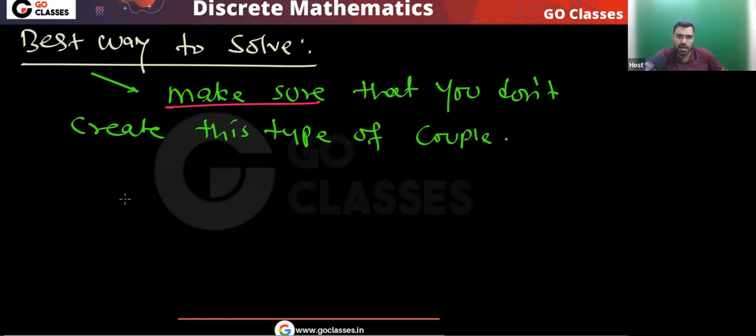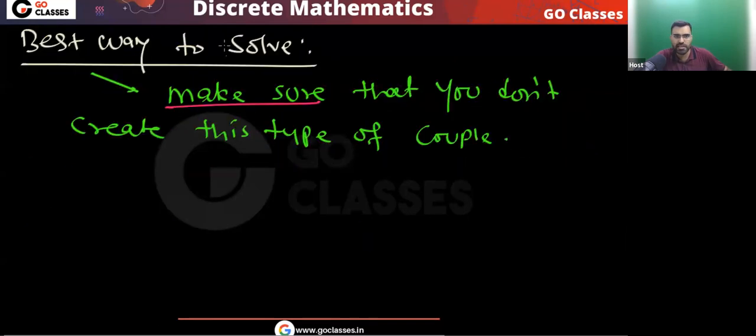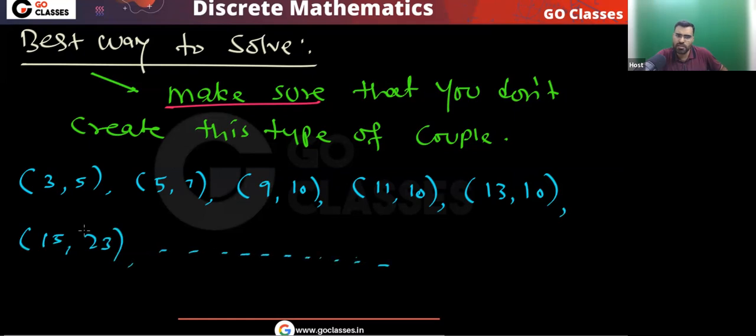If I want to make sure I don't create this type of couple, then what can I keep doing? I can just take 3,5, then 5,7, then 9,10, then 11,10, then 13,10, then 15, anything 23. Are you getting my point?